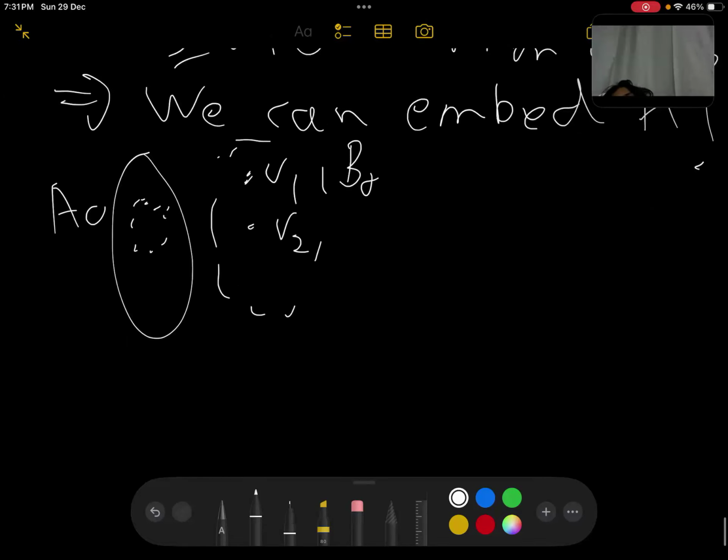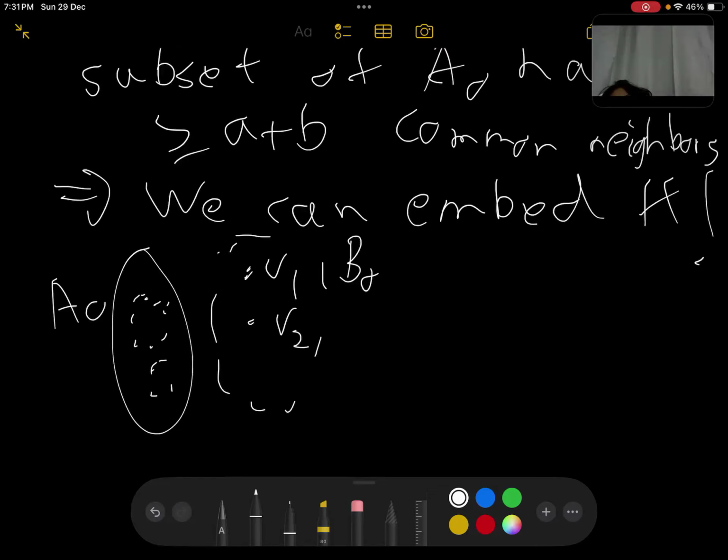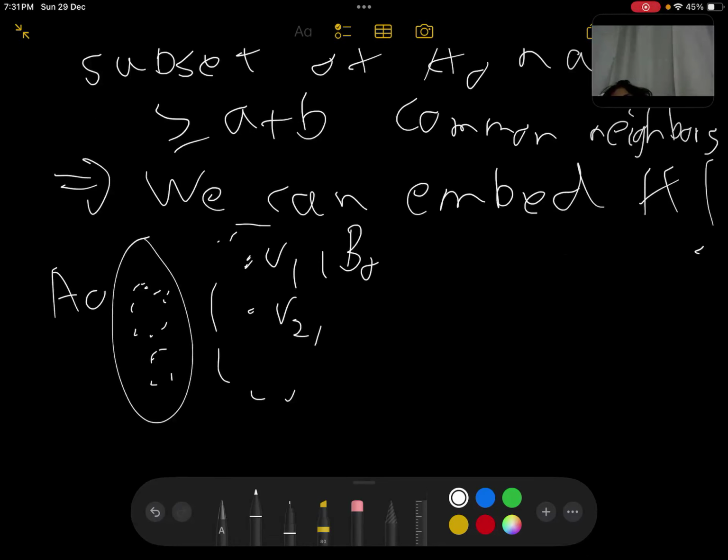Now to find V2, again we look at its neighbor set that has size at most R. And again it has A plus B common neighbors. So if the set of common neighbors were all in A0 or it was all in V1, let's say, that will only have some A plus 1 common neighbors. But it has A plus B, and B is at least 2. So there is some common neighbor that's not in A0 and it's not V1. And that we can make V2. Similarly, we can find V3 and so on to VB.